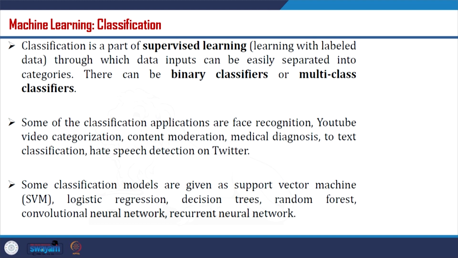How do we solve these? As I told you, we have different tools for solving these classification problems. Some of them you have already learned, like logistic regression in previous lectures. Apart from that, we have support vector machine, which you will learn in the last week of this course. We also have decision trees, random forest, convolutional neural network, recurrent neural network, and many more.